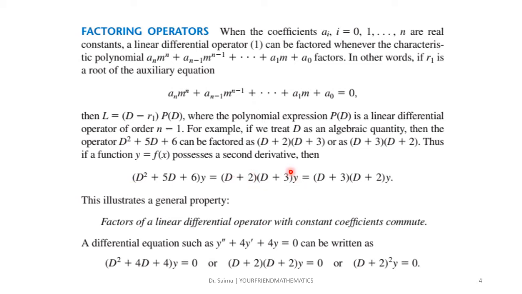So a differential operator can be factorized. We can write it as D plus 3 into D plus 2, or D plus 2 into D plus 3. So if it has constant coefficients, then the factors of a linear differential operator can commute, following the commutative property.